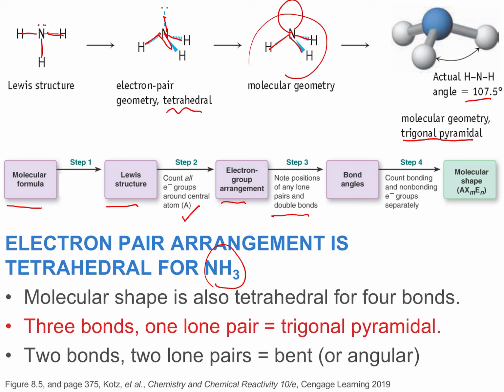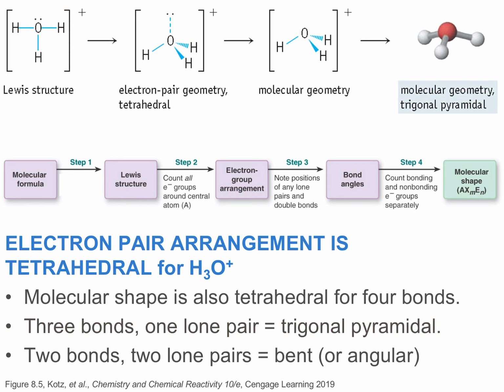So this is an example where we have a molecule with 4 regions of electron density around the central atom, but 3 of those are in bonds and 1 is a lone pair. So the molecular shape is trigonal pyramidal.